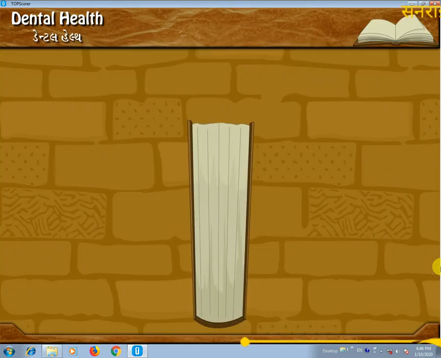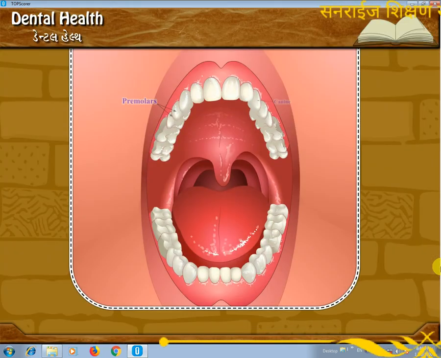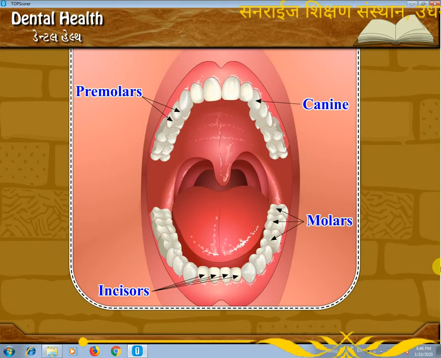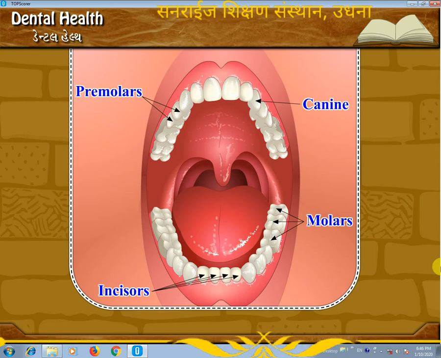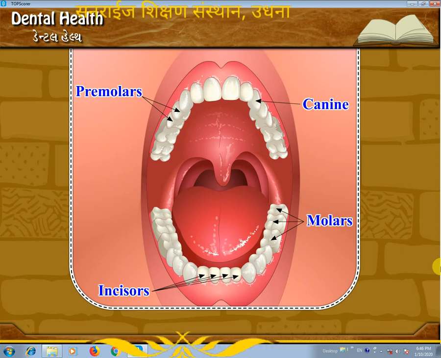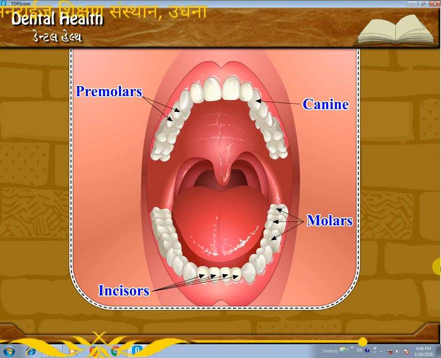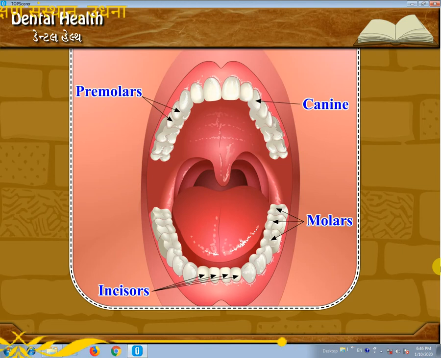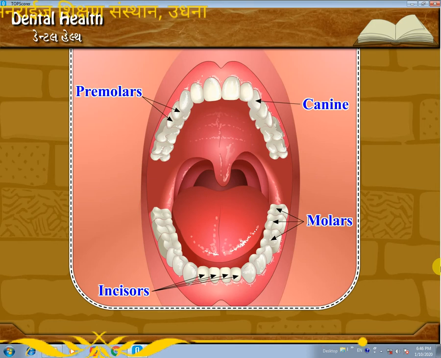Know your teeth. We use our teeth for different reasons, one of the main reasons being to bite and chew food. But have you ever made a note of the names of the different teeth in your mouth? There are 4 kinds of teeth in our mouth, each performing different activities. Let us start by learning the names of the teeth.